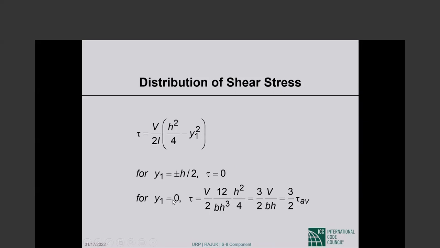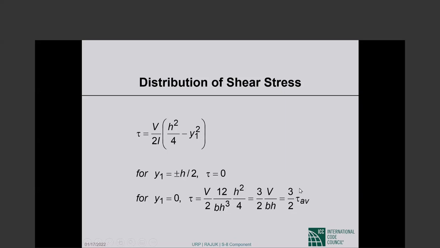At the neutral axis, where y1 is equal to 0, tau is given by this expression, and it comes out to, so tau at the neutral axis is b over 2, I is bh cubed by 12, and h squared by 4, y1 is 0. Are you with me? So b over 2 remains. I is bh cubed by 12. We have written it out. h squared by 4, y1 is 0. So at the neutral axis, tau is 3 over 2. 12 over 8 is 3 over 2. V over bh. V over bh is the average shear stress over the entire section. So the maximum shear at the neutral axis is 1.5 times the average shear.